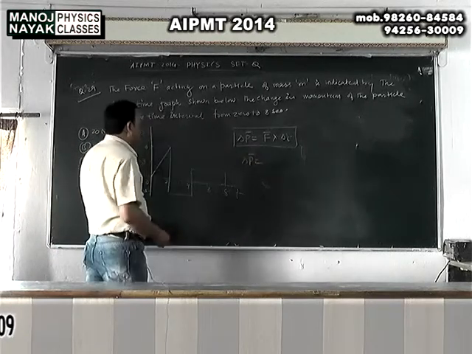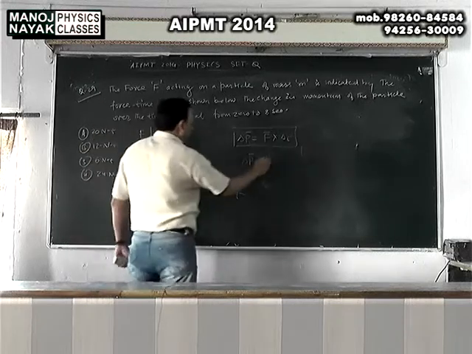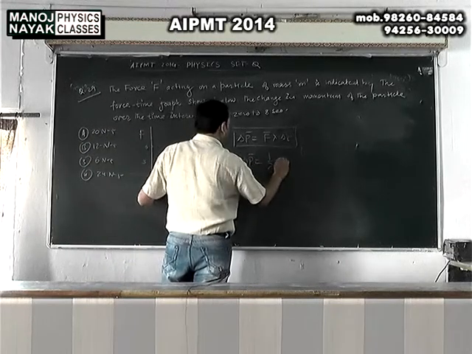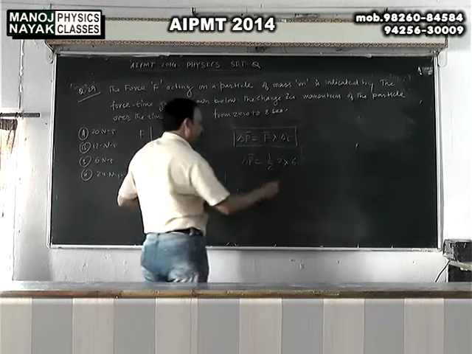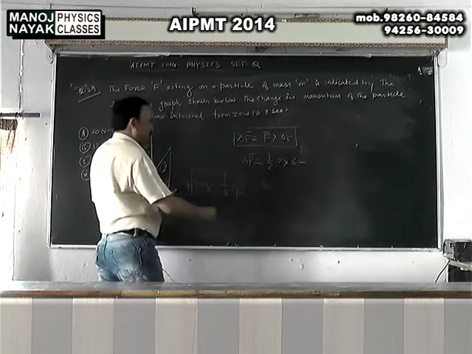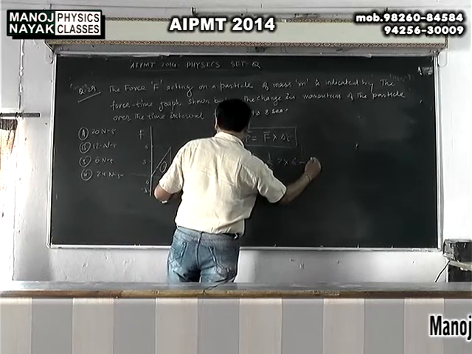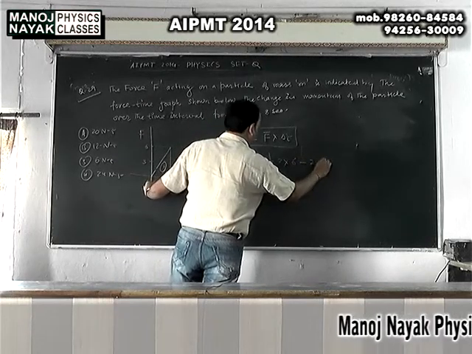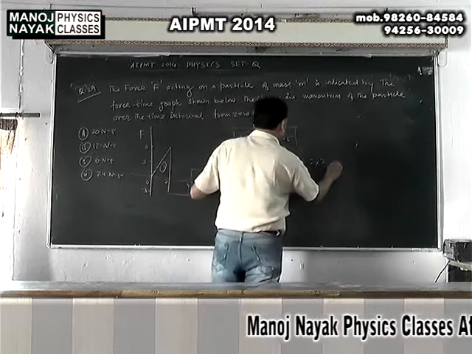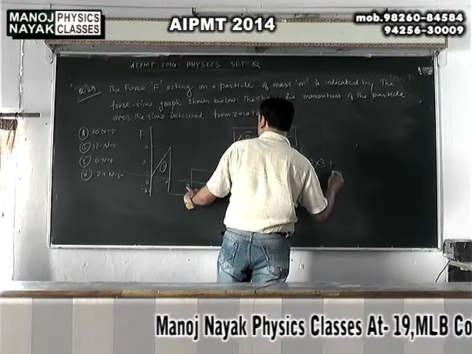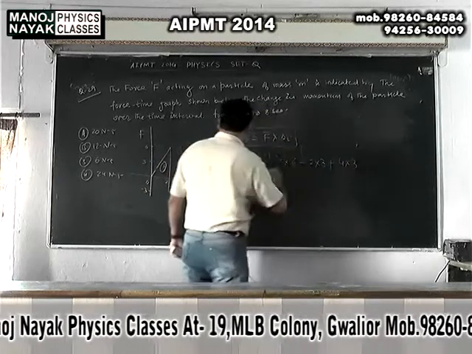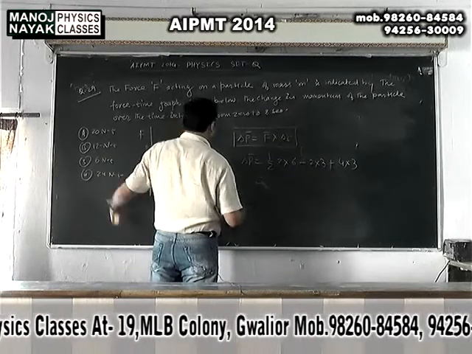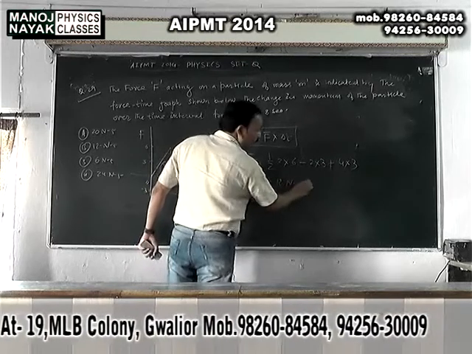Delta p, it is first triangle 1/2 into 2 into 6, it is positive. This one is negative, 4 minus 2 is 2, it is 3. This is positive, 8 minus 4 is 4, and this one is 3. Now calculate it and you can get the 12 Newton second.